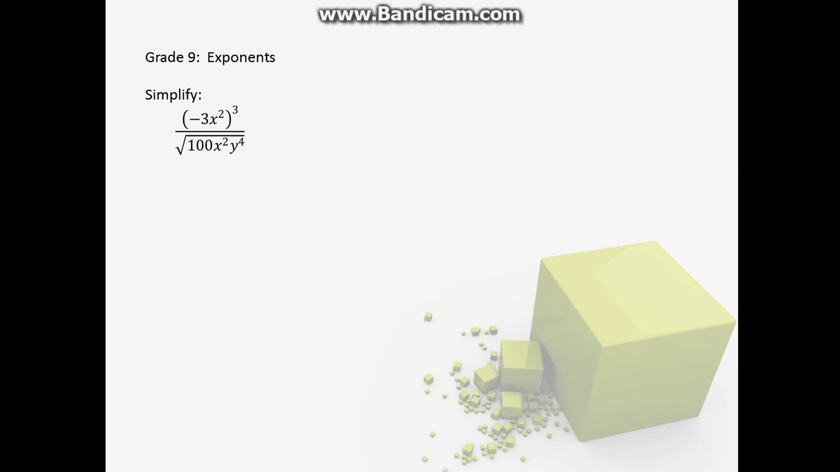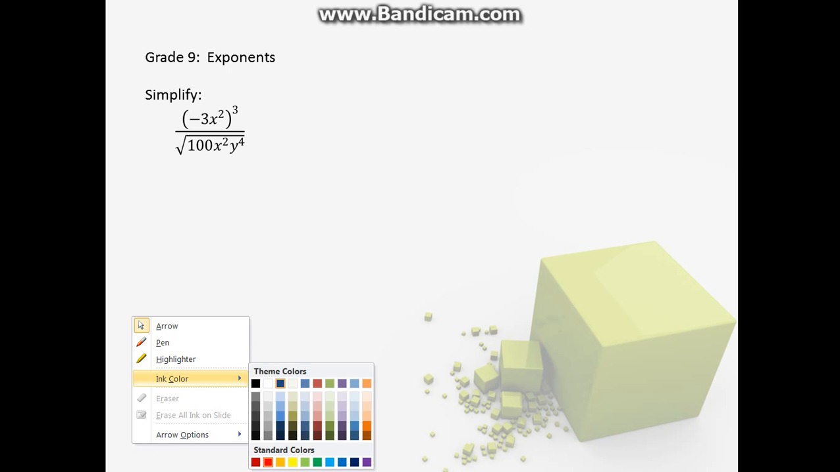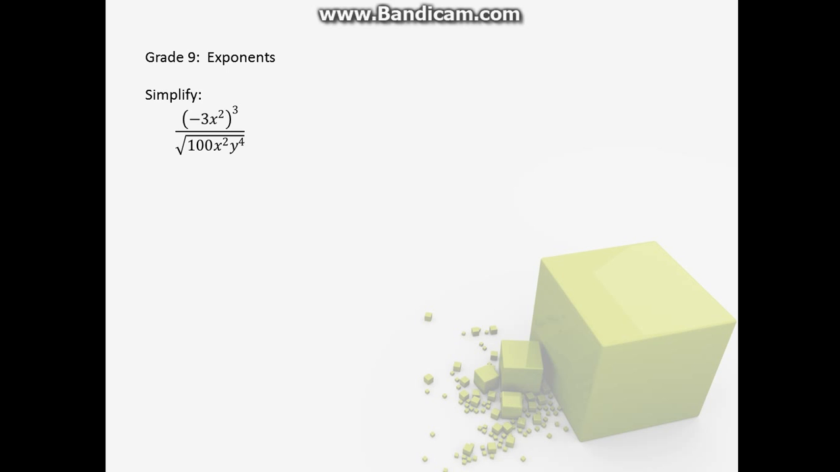Alright, here I have a question from one of my grade 9 students on exponents. My first look will be in the numerator, where I have the bracket to the power of 3. What it means is that it's actually the bracket 3 times itself. So that's the route I'm going to take.